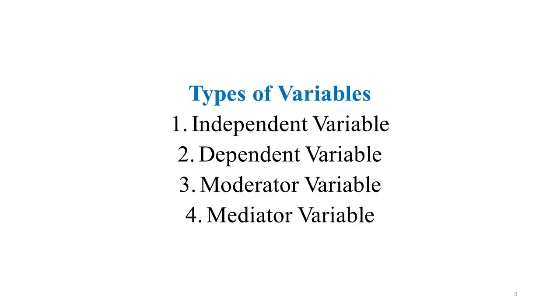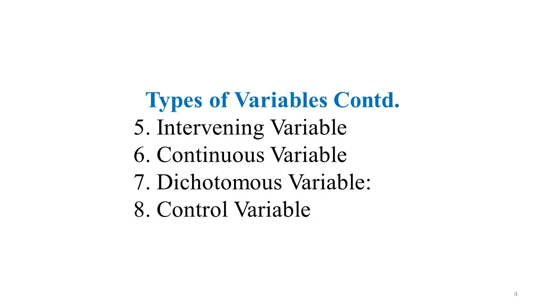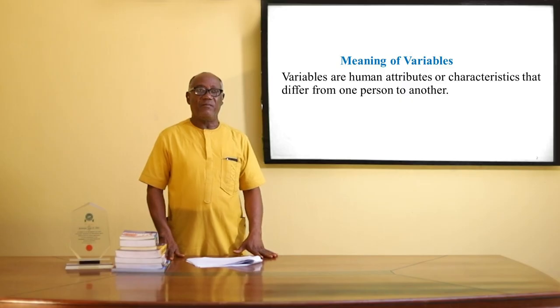Independent variable, dependent variable, moderator variable, mediator variable, intervening variable. We also have continuous variable and dichotomous variable. The last one is control variable. We will spend some time to explain each of these variables.